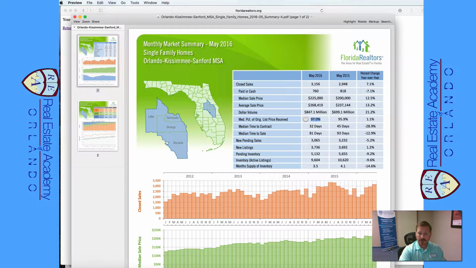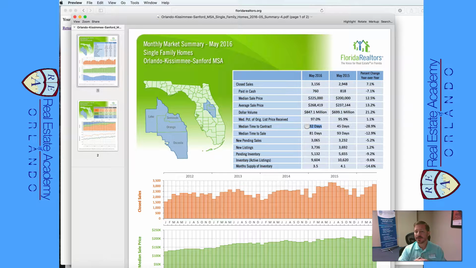So coming down here, median time on contract. This is 32 days. So from the day we sign the listing agreement and get it into the MLS to when we have an offer accepted by all parties, buyer and seller agree, is about 32 days right now. This is really good news. If you're a seller and you list your house today, you should really start packing your house tomorrow, because it's not going to take very long to sell that house in the current market.